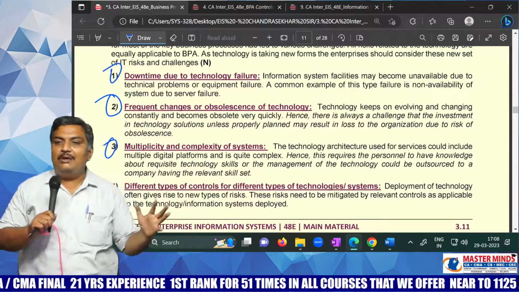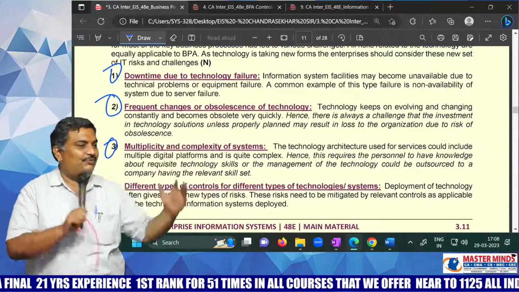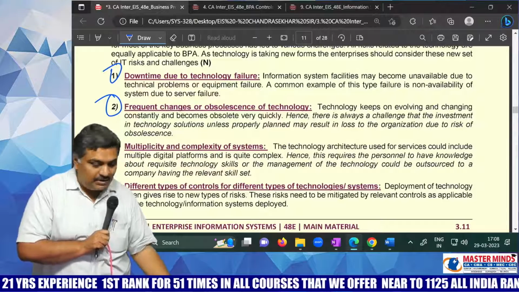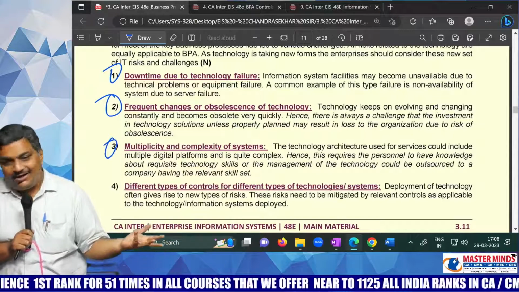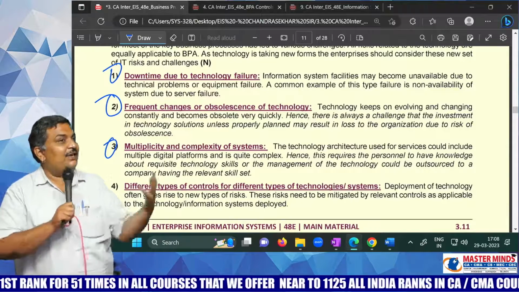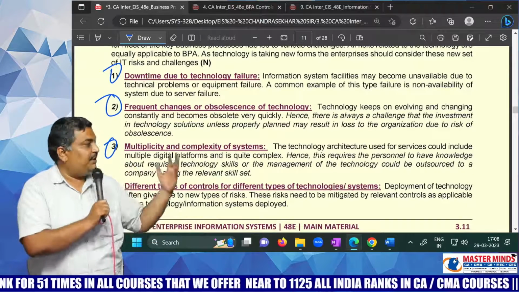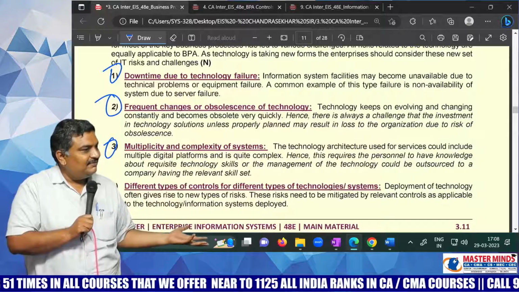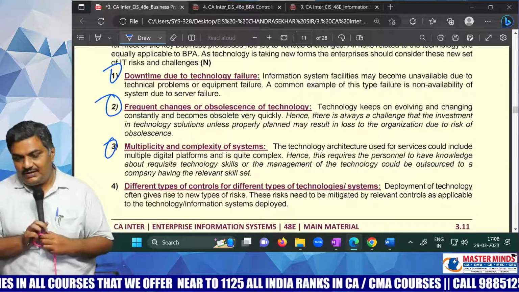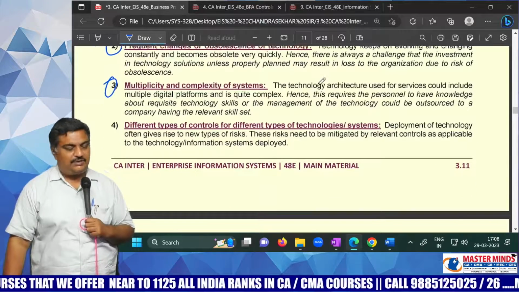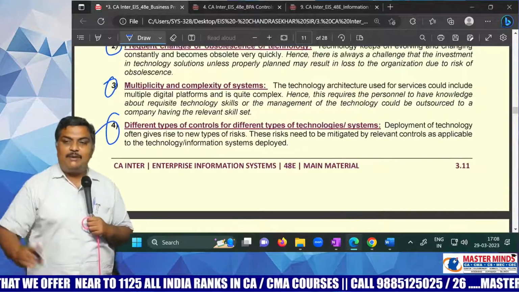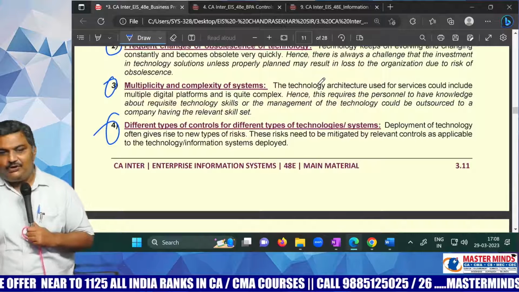These all should come as a team to set right a classroom in our organization right now, because of the multiplicity and complexity of systems. I cannot send a single person who takes care of everything, camera, projector, sound system. No. Multiplicity and complexity of systems, and different types of controls for different types of technologies or systems. You cannot have the same controls for everything. The controls are different.